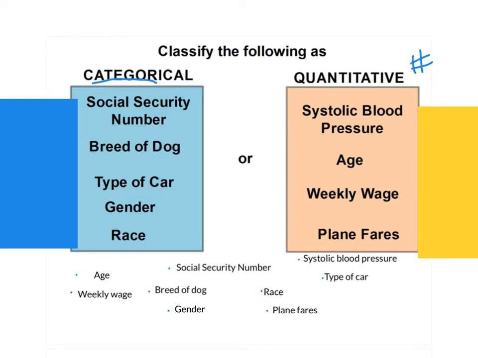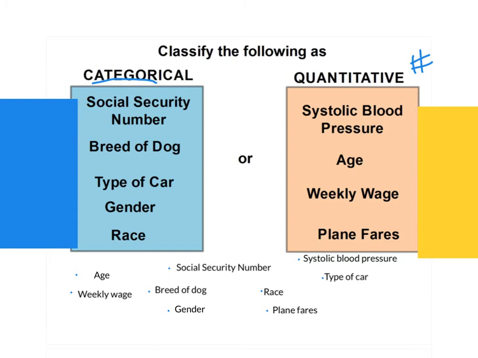Okay, check your answers. Make sure that you got them correct. Categorical is a social security number. Now I know a lot of people think that that's quantitative because it is a number, but the problem is that it's not like a measurement. It actually does represent a category.